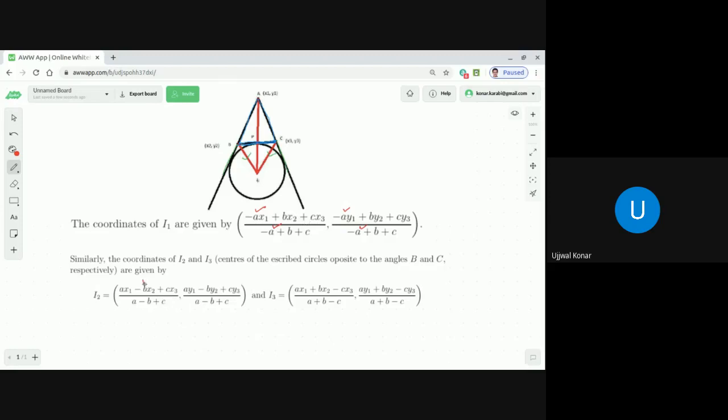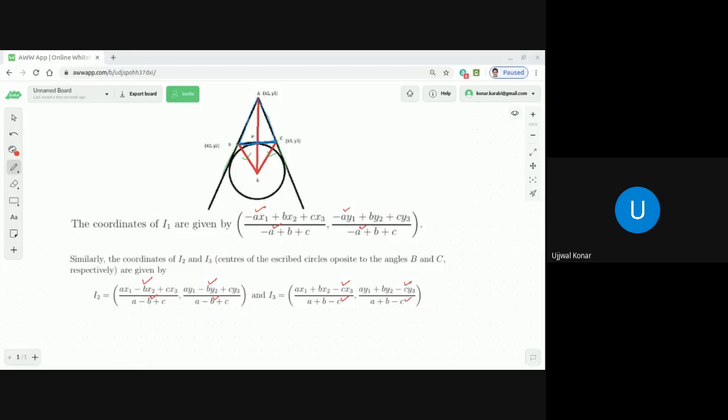Exactly, that is what has happened here, dear students. B is negative for both x and y coordinates, and A and C are positive. Similarly, when you discuss I3, then both A and B should be positive and C is negative. Exactly what is happening here. In that way you can remember the different excenters. That is, there are three excenters opposite to the three vertices, corresponding to the three escribed circles. I hope it is clear, dear students.